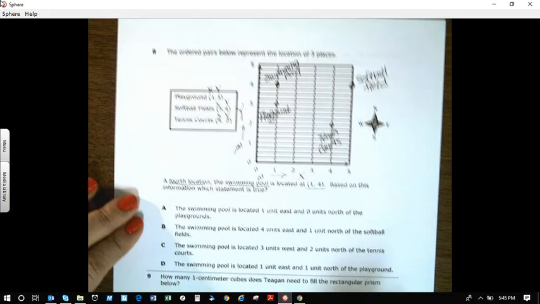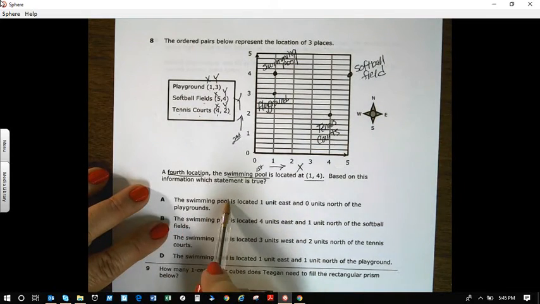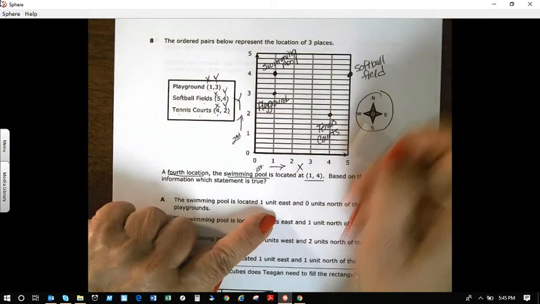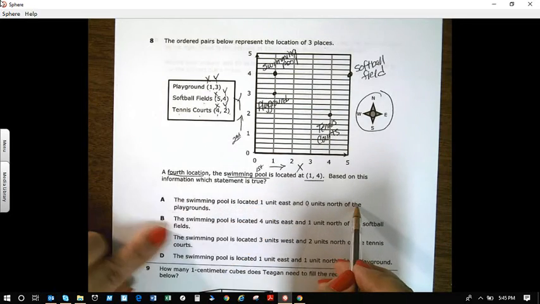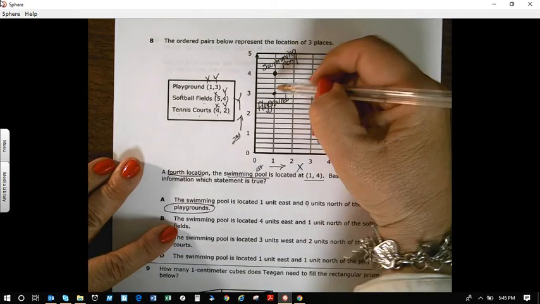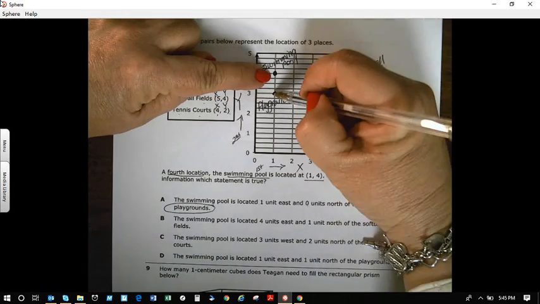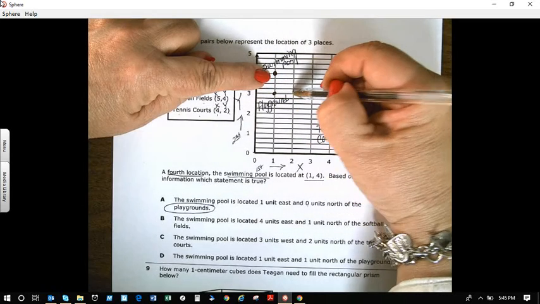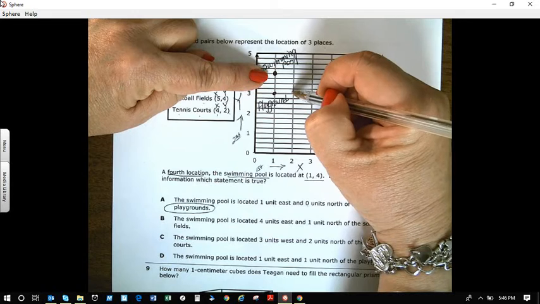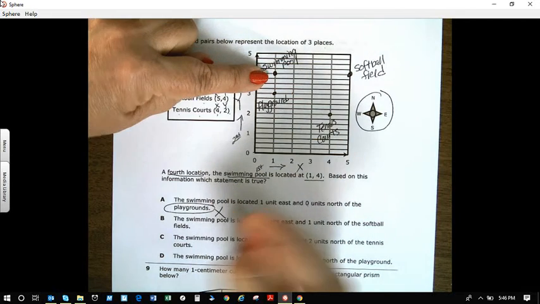All right, so now let's look at the first one. We're saying that the swimming pool is located 1 unit to the east, and remember your compass rose, and 0 units north of the playground. So I'm going to circle my playground because that's where I'm going. Is my swimming pool located 1 unit to the east and 0 units north, which means that that's where it's going to stay? Nope, that's not a true statement.